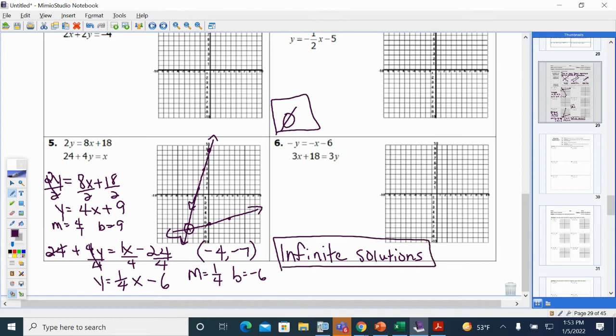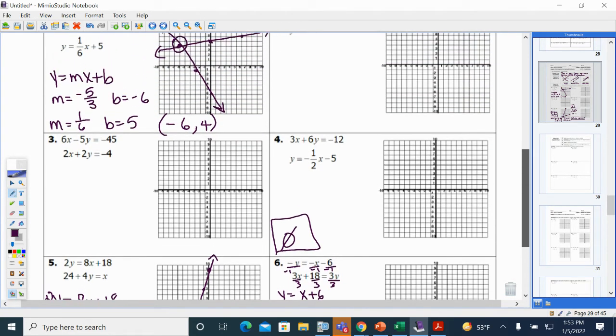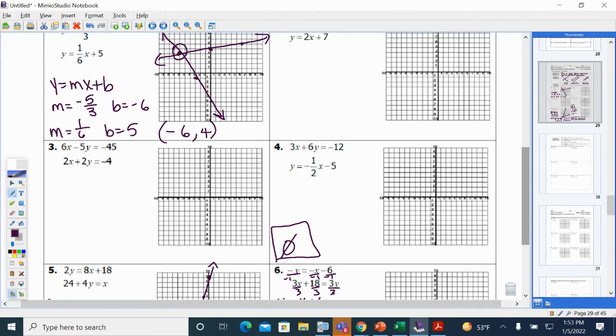Very quickly, if you look at number 6, the first equation, divide everything by -1, and you get y equals a positive x plus 6. For the second equation, the y is on the right side. I'm just going to quickly divide everything by 3. And it's going to say y equals 1x plus 6. And what you notice is that your equations are exactly the same. So there's not any point in me graphing these two equations on a coordinate plane. If I can look at them and go, those are the same equation, they're going to have all points in common. That's infinite solutions.